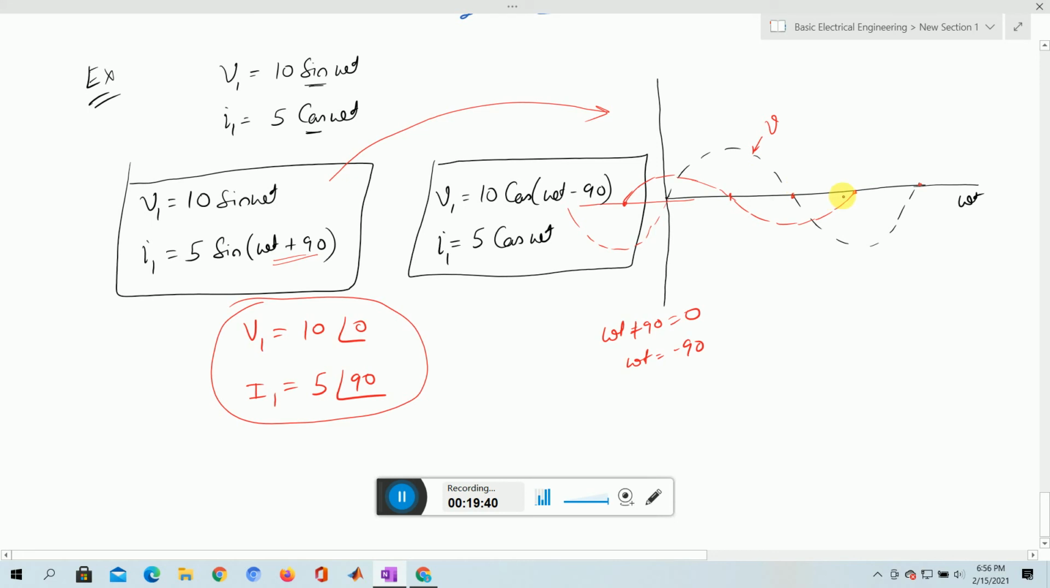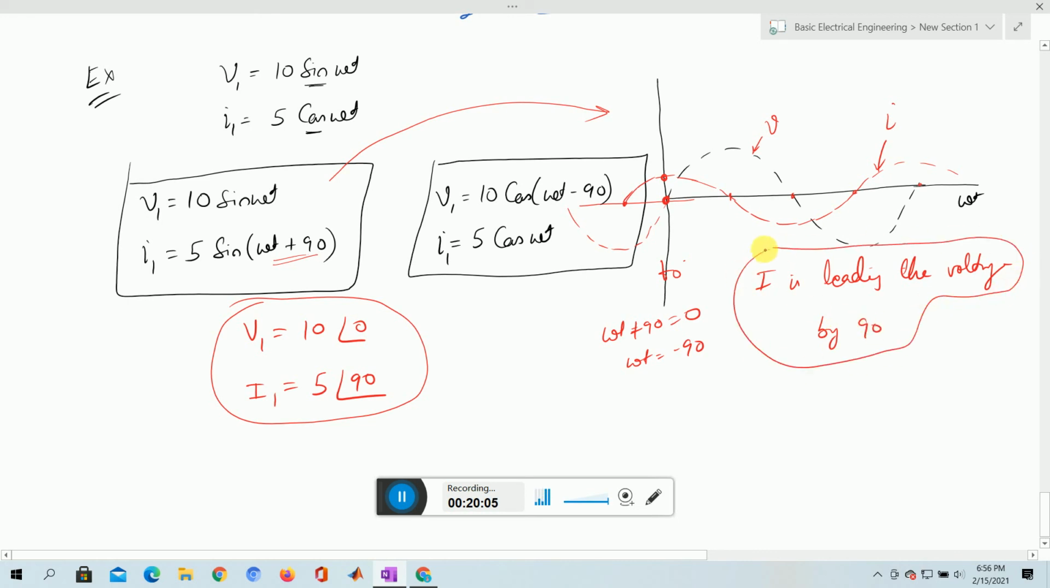So here this waveform gives us the current equation waveform. And looking at time t equals 0, what I can find is that the voltage is 0, but the current has a peak value. So the current is leading the voltage by 90 degrees. That is the conclusion we can draw from here.